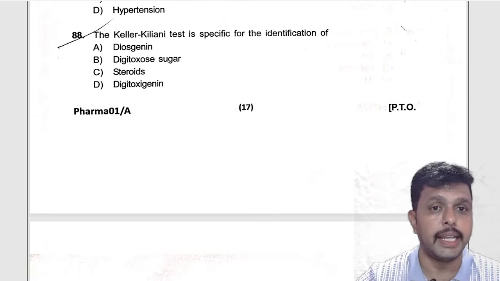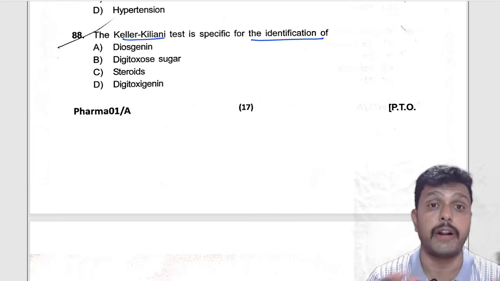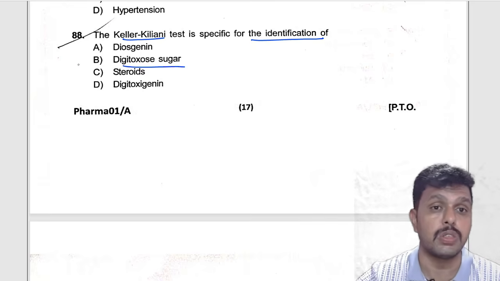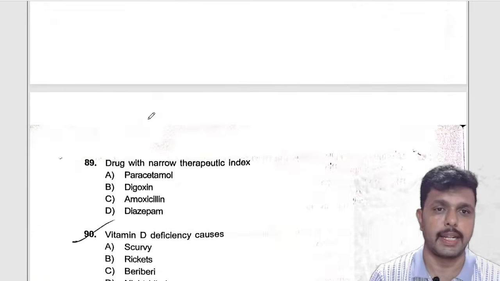Next, the Keller-Kiliani test is specific for the identification of, yes, Keller-Kiliani. It is specially used for cardiac glycosides, that is digitoxose sugar. Okay, option B is the right answer.